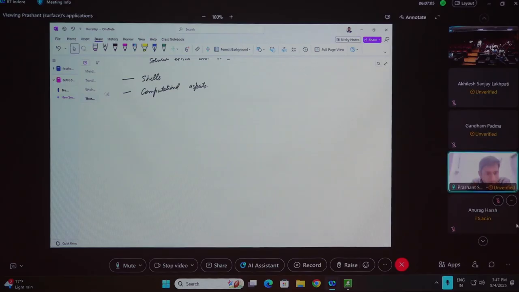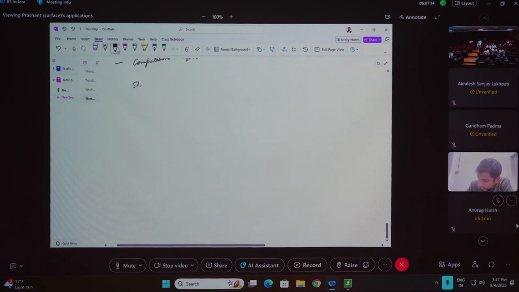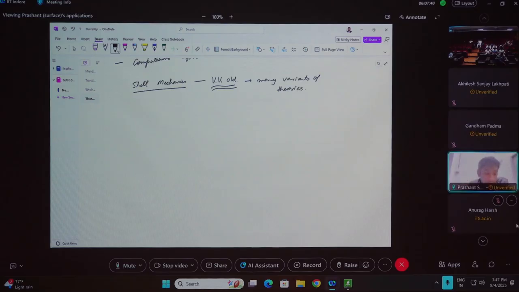So for a shell problem, we can do a little bit more general start. So okay, first of all, when you look at shells, it's a very, very, very old topic. Okay? And there are at least a dozen different theories, with many variants of the shell theory itself. So you might see a simple shell theory, like a Kirchhoff-Love that I'm going to talk about.